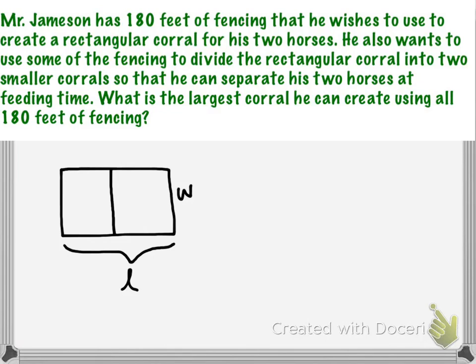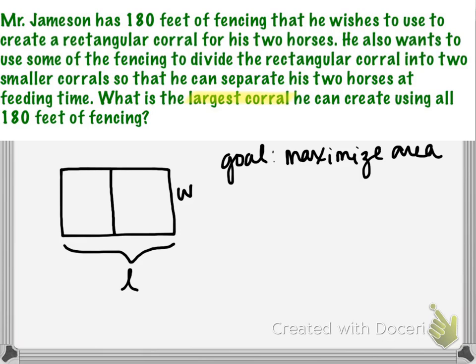So our next step is to focus on the goal in the problem. What are we trying to maximize or minimize? And on this one you can see we want the largest corral possible. So that means we want to maximize the area of this large rectangle. So we want to maximize area.